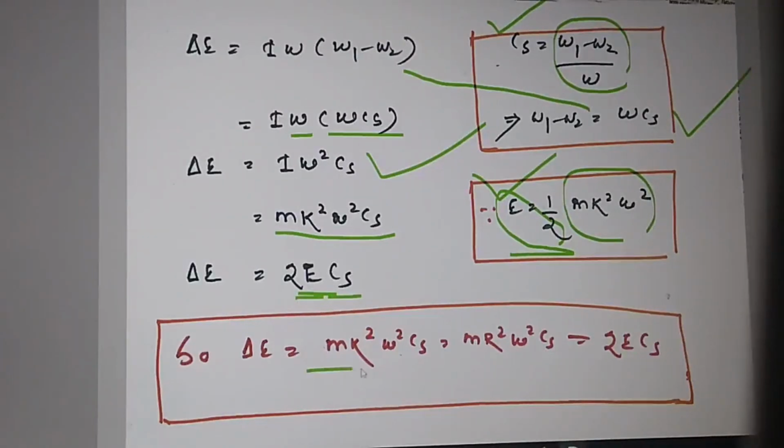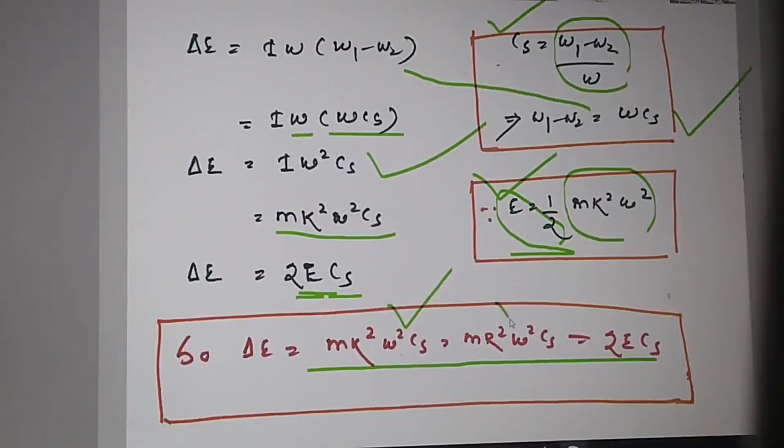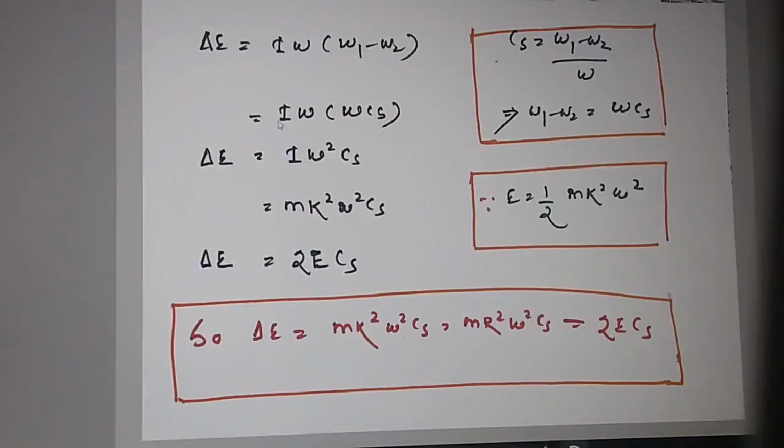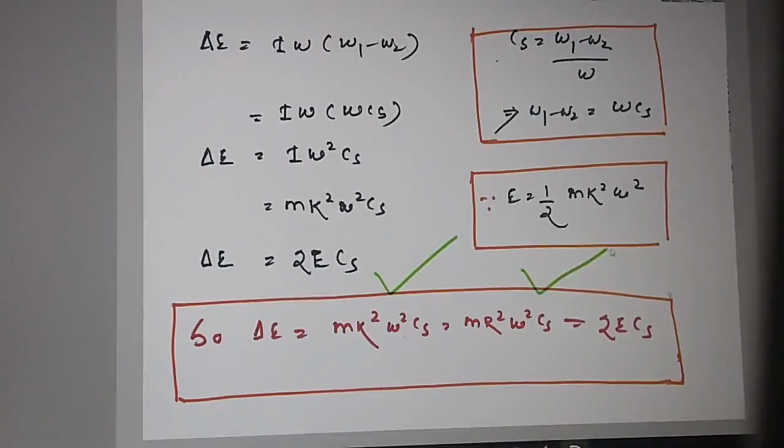So there are three expressions here. Either delta E is equal to mk square omega square Cs, mr square omega square Cs, or 2E Cs. So this is all about the things we have discussed, and this is the expression for the flywheel.